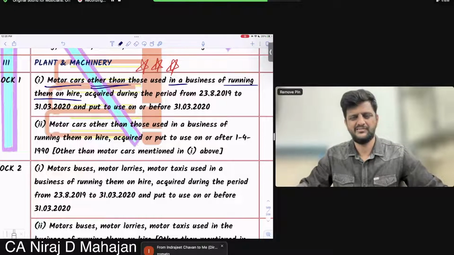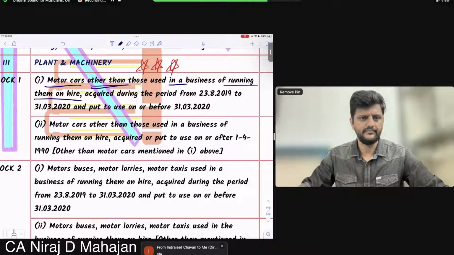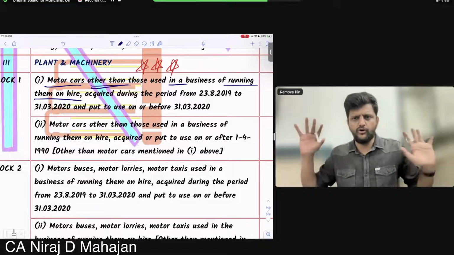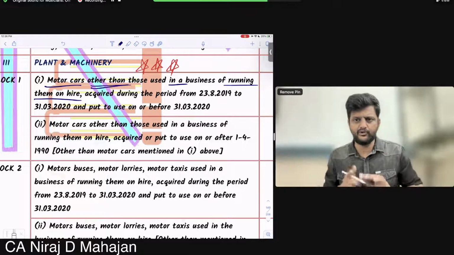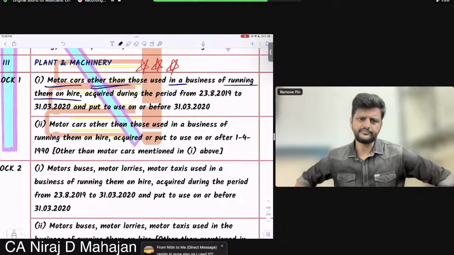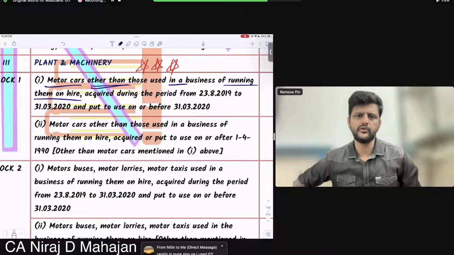Ola, Uber. There is one more new brand, Rapido, in Bangalore, nothing in Pune. What else? I use a motor car for giving it on rent. Only Ola, Uber? Nothing else? Rapido also? Okay, good, in Pune.